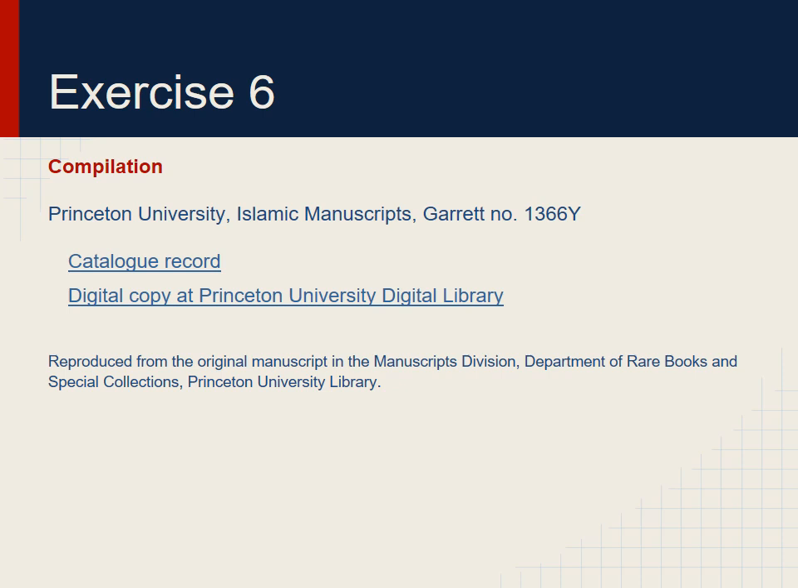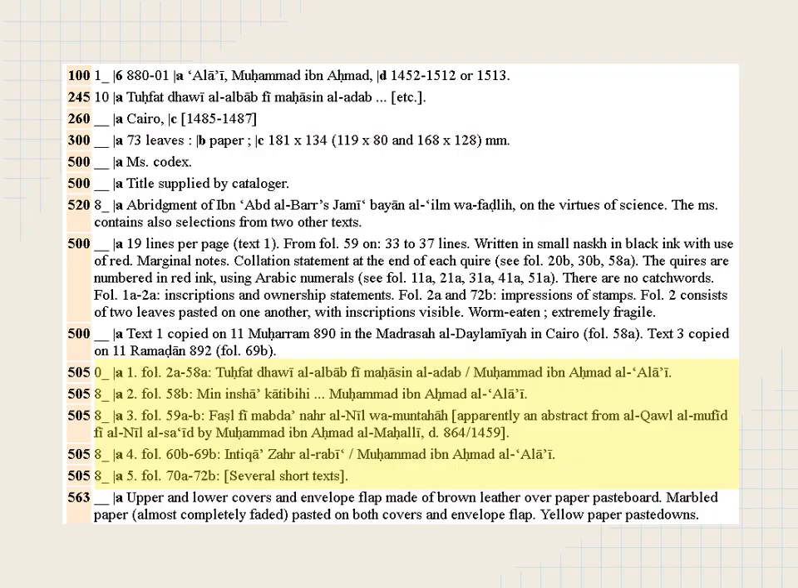For our last example, we will look at a compilation containing 4 texts, 2 of which are handwritten by their author. In the bibliographic record, all of the text can be recorded in a single contents note, or, as in this example, each text can be listed separately.